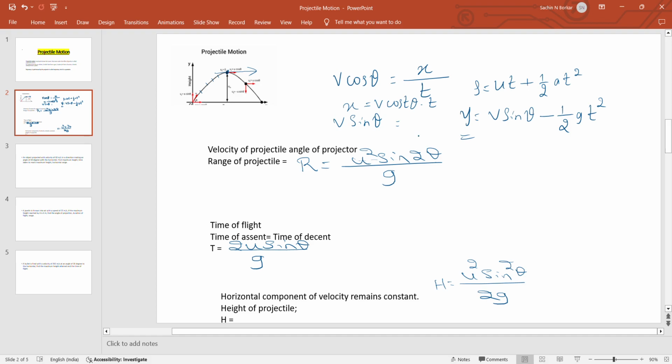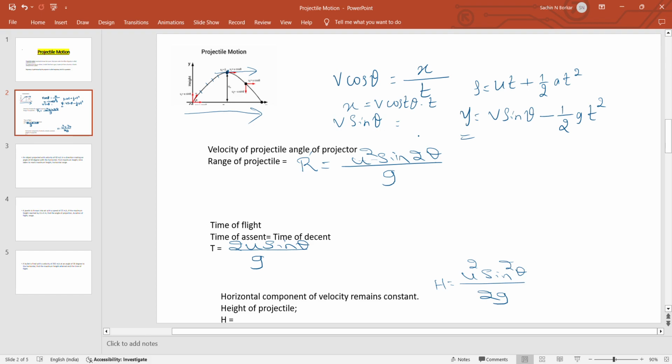So the velocity of a projectile varies with the projection angle. Now the projectile range. The range of the projectile is the horizontal distance covered by the body along the surface. That's given by R equals u square sine 2 theta by g, where u is the initial velocity with which it is launched, theta is the angle of projection, and g is acceleration due to gravity.